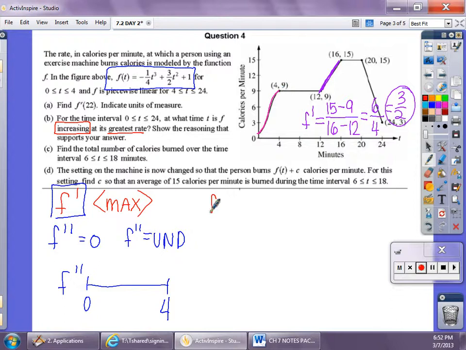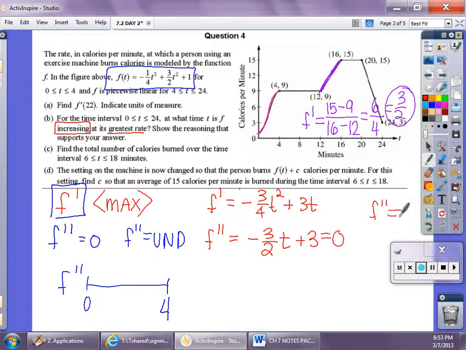I know I'm going to need f double prime. So let's start with f prime. That would be negative 3/4 t squared plus 3t. Therefore, f double prime would be negative 3, I believe, halves t plus 3. Set that equal to 0. f double prime will not equal undefined because it's polynomial. We get that negative 3 halves t is equal to negative 3, multiplied by negative 2/3, which will cancel this guy. Then I know negative 3 and negative 3 will cancel to be 1, and t is equal to 2.